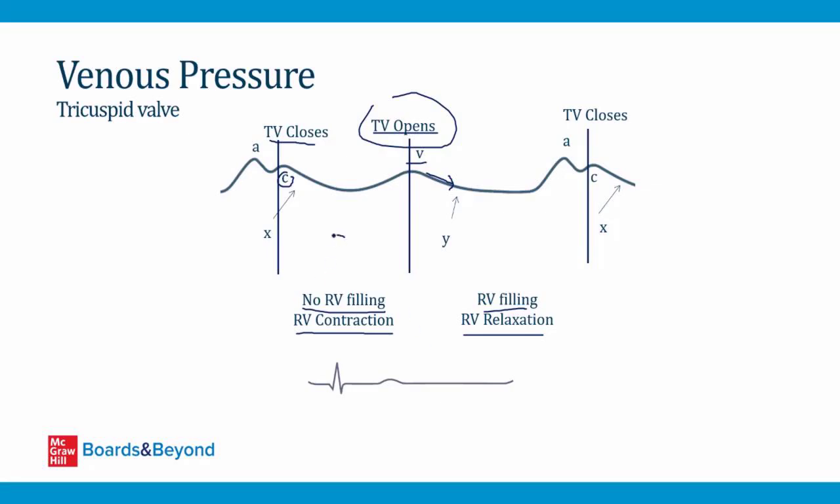You should also know that everything in here is systole. Remember, in the EKG, the QRS complex defines the beginning of systole. And then everything over here, this is all diastole. So we can identify systole and diastole from the findings on the venous pressure tracing.